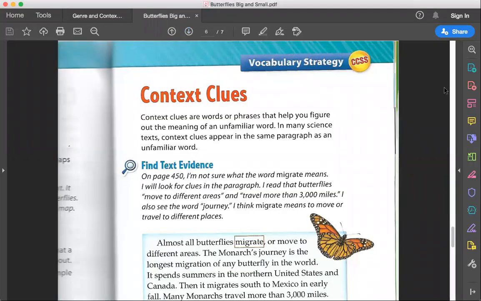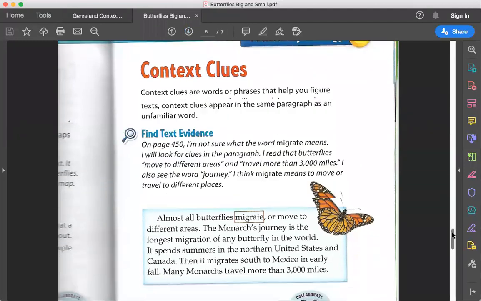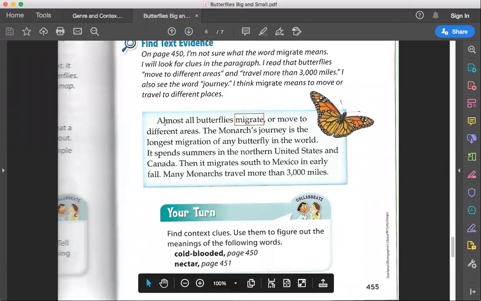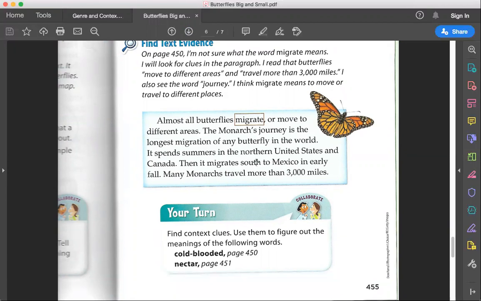Context clues. Context clues are words or phrases that help you figure out the meaning of an unfamiliar word. In many science texts, context clues appear in the same paragraph as an unfamiliar word. So look at this example from the text. Almost all butterflies migrate. Do you see that word migrate? Maybe that's an unfamiliar word, a word you don't know.